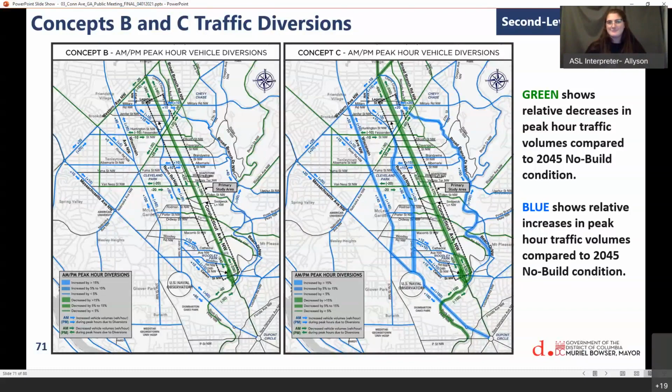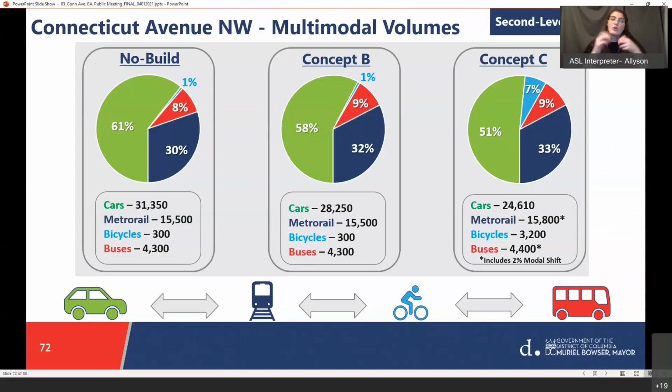So following our diversion analysis, we took a look at how the multimodal users are balanced through the corridor, through each condition. The chart to the left, no build condition, approximately 61% of the vehicles on the corridor are cars, and the remaining are metro rail, bicycle, and bus users. Small number of bicycle users currently. Under concept B, the percentage of cars drops due to the diversion away from the corridor, and it slightly increases the other uses as a percentage of the total.